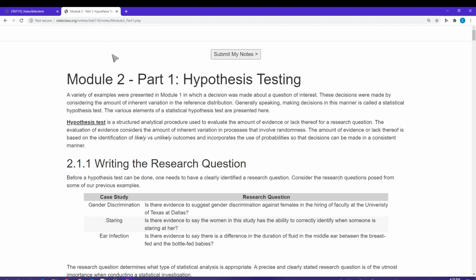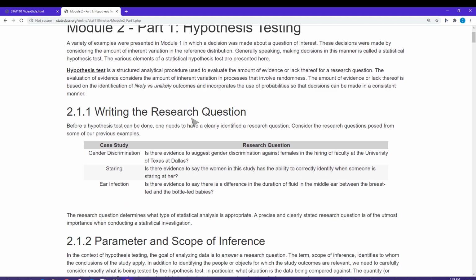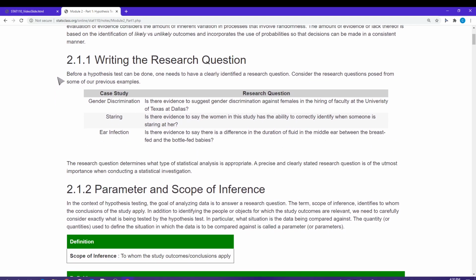So the first thing that we're going to need to worry about is the writing of the research question. This is done oftentimes by the researcher and without the statistician's help. Oftentimes in practice, a researcher will develop a research question and collect data, and then after they have the data, will come and see us as statisticians, and we help them with their analysis and answering their research question. So this is the first step that needs to be done before we can do an investigation.